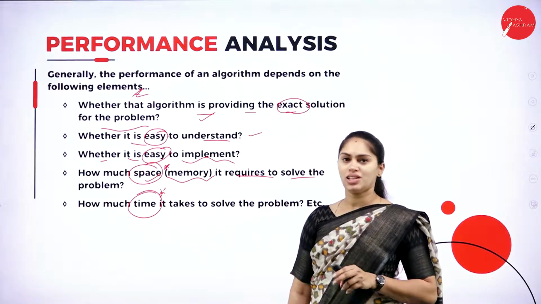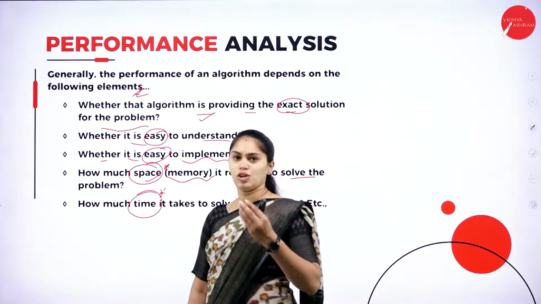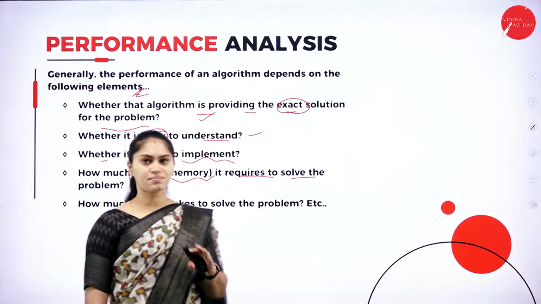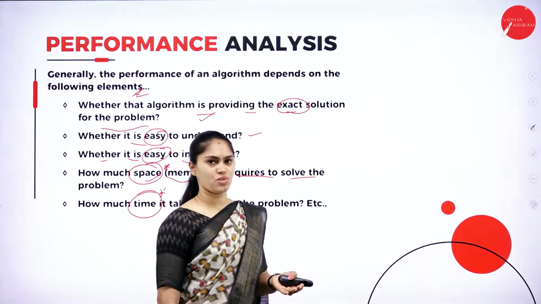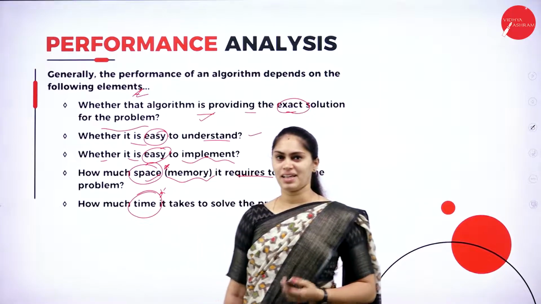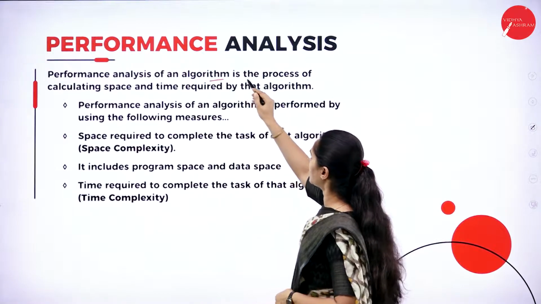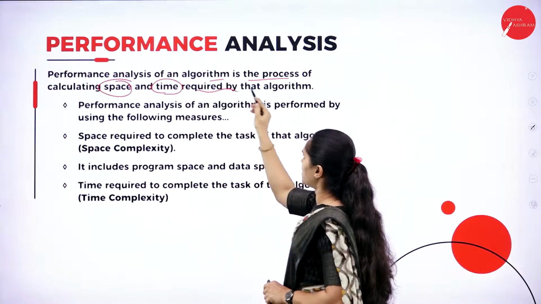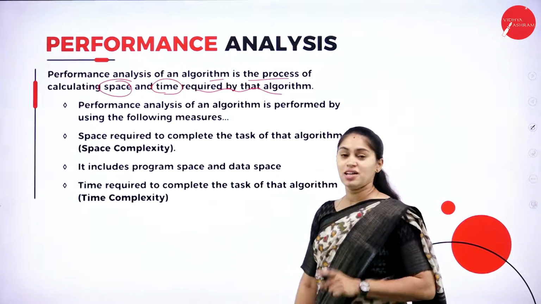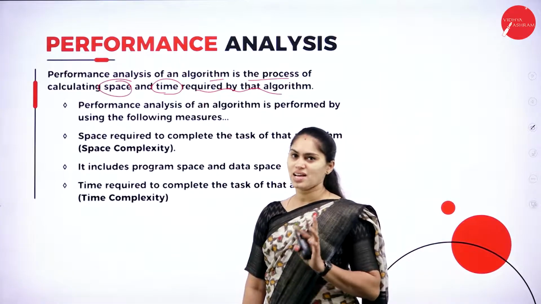If the algorithm we have written as a solution for a particular problem satisfies all these elements, then we can choose that algorithm to solve the problem. So mainly, performance analysis of an algorithm is the process of calculating the space as well as the time required by that algorithm. So mainly we have to focus on two things: one is time and the other is space.